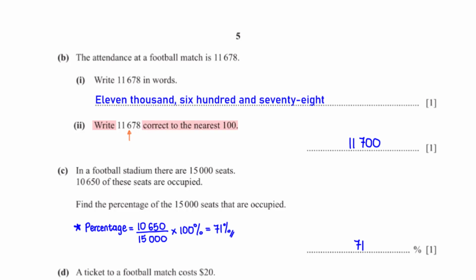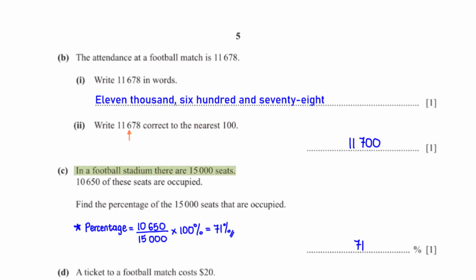The number in the hundreds position is 6. The number after 6, which is 7, is greater than 5. So we add 1 to 6, giving us 7. The numbers after 6 become 0. So we have 11,700 rounded to the nearest hundred.